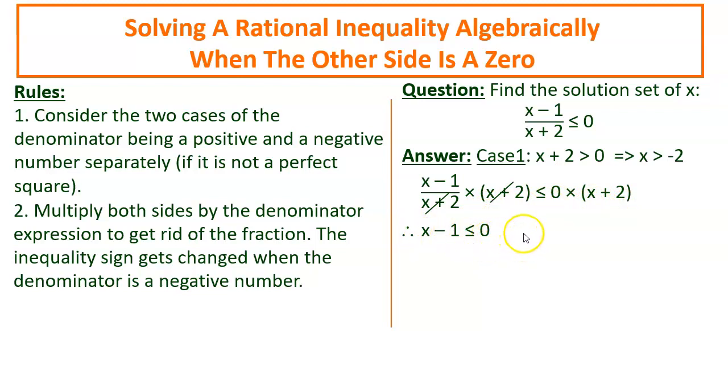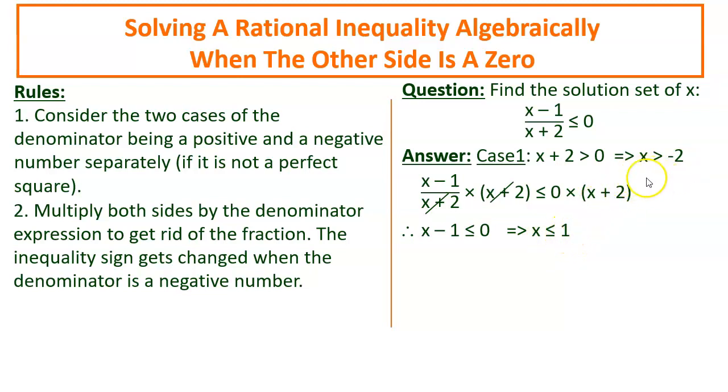So the inequality becomes x minus 1 is less than or equal to 0. And from this part, we get the solution set of x as x is less than or equal to positive 1. So x is greater than -2. This has to be taken because this is case 1: x plus 2 is greater than 0. We have considered x plus 2 to be a positive number. That is why the inequality sign is not changing. So we cannot just ignore this part, x is greater than -2. And from here we are getting x is less than or equal to positive 1.